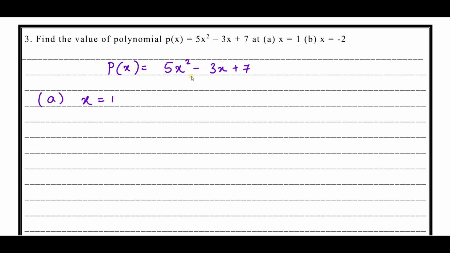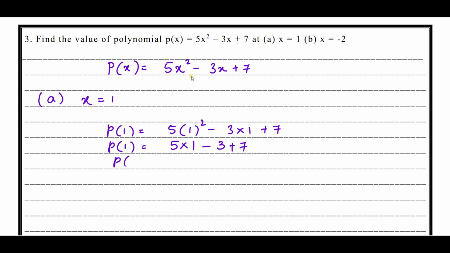Now replace all the x by 1. Now p of 1 equals what? 5 into 1 square minus 3 into 1 plus 7. P of 1 equals 1 square is 1. 1 into 5 is 5. 5 into 1 minus 3 ones are 3 plus 7.